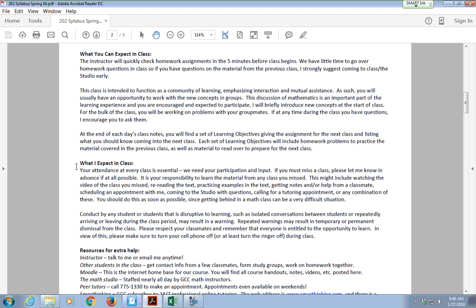In general, class is going to run where we have a brief 10 to 20 minute lecture on new material. And then the bulk of class is going to be spent working on class activities, individually and or with your group mates, whichever you feel more comfortable with. After the activities, you'll find a set of learning objectives that lists what you should know for the next class and a homework assignment.